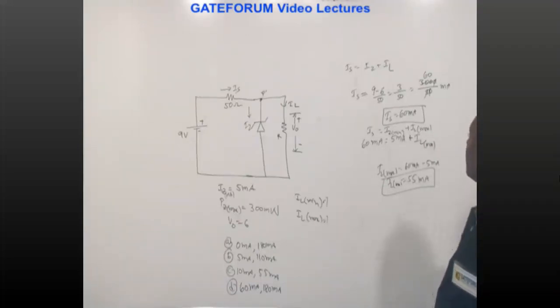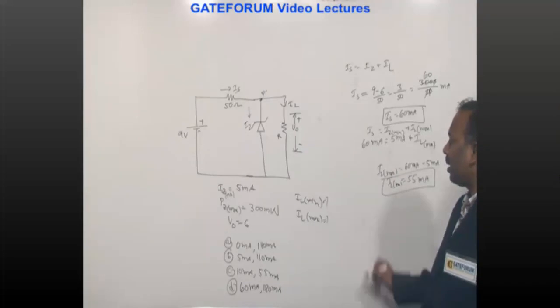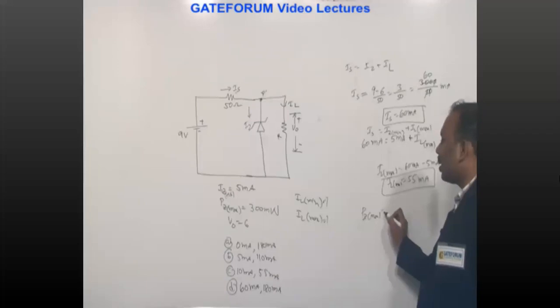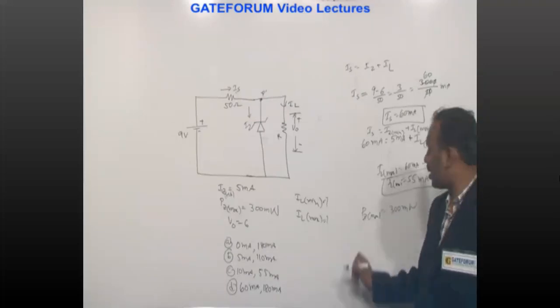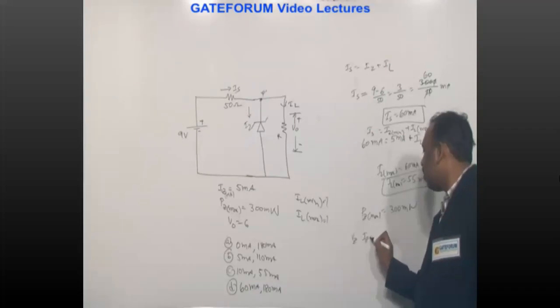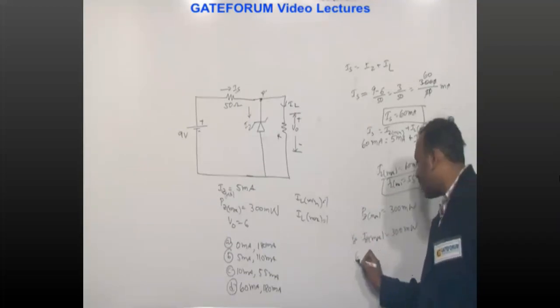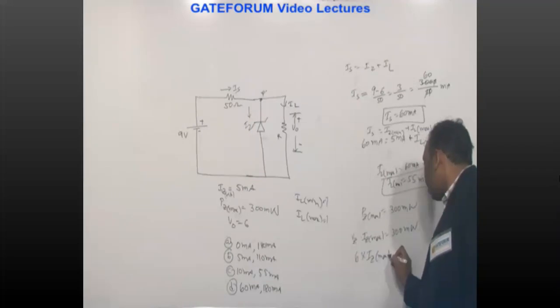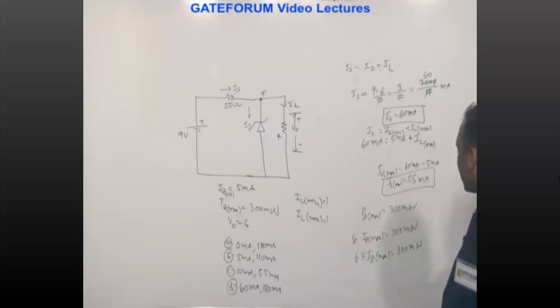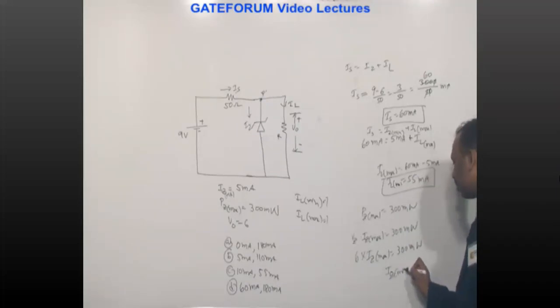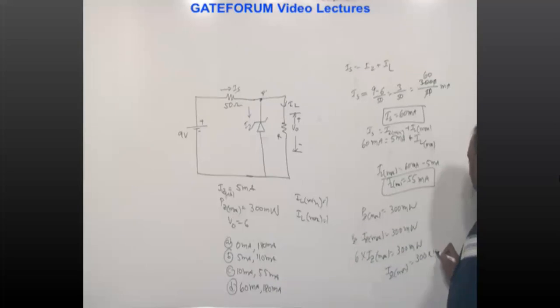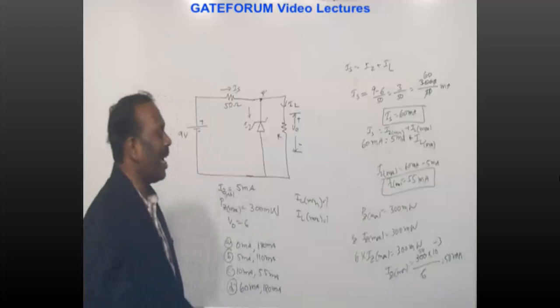Now we require IL minimum. For that purpose, PZ max equals 300 milliwatts is given. PZ is VZ into IZ max, equals 300 milliwatts. What is the VZ value given? 6. So 6 into IZ max equals 300 milliwatts. Therefore IZ max equals 300 into 10 to the power minus 3 divided by 6, which is 50 milliamperes.